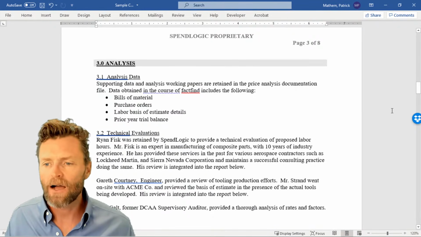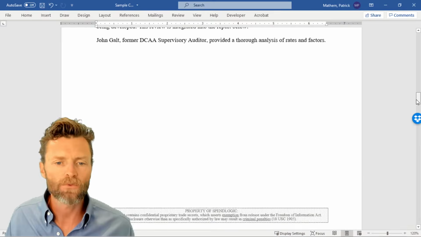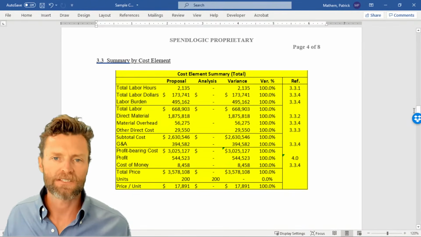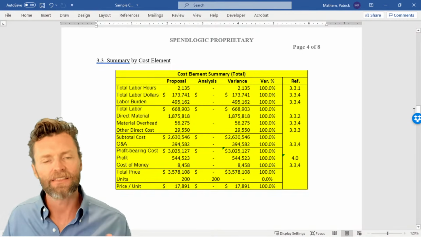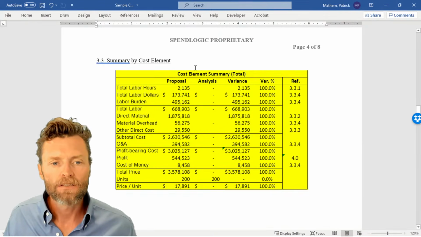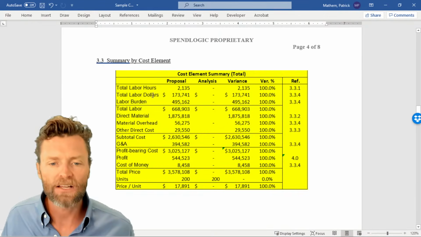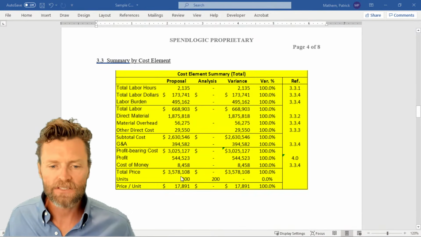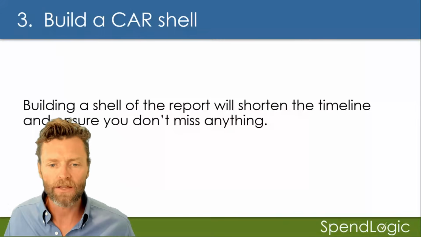I'm going to skip ahead because what I really want you to focus on is the summaries and the cost element detail. This is really where the rubber meets the road, and this is the important part to set up right off the bat. So my section 3.3 is summary by cost element. What I have done, you can see my 3,578,108.